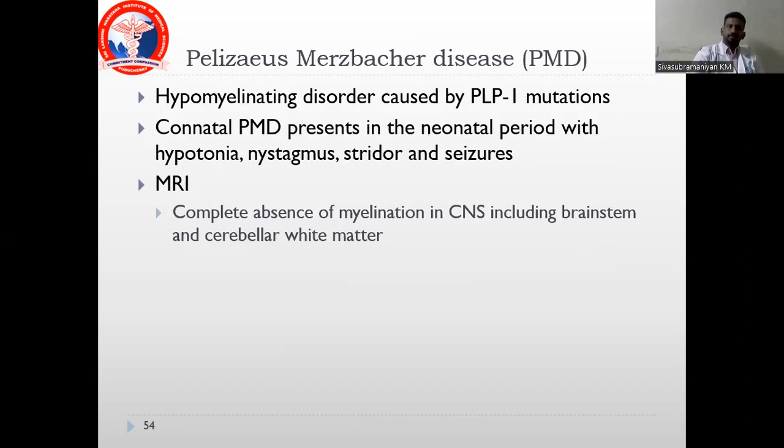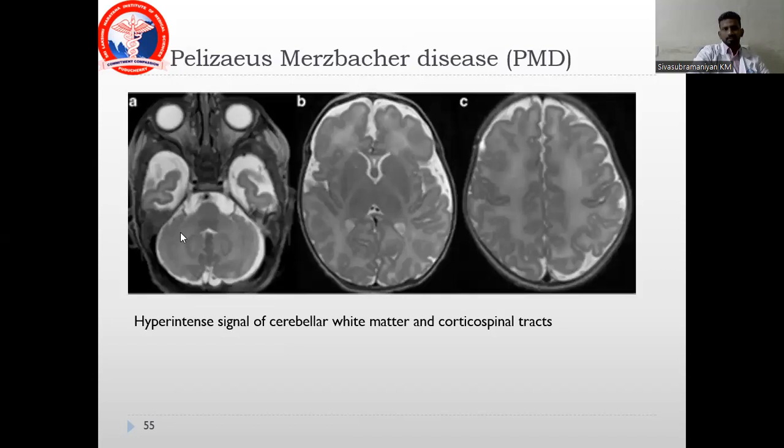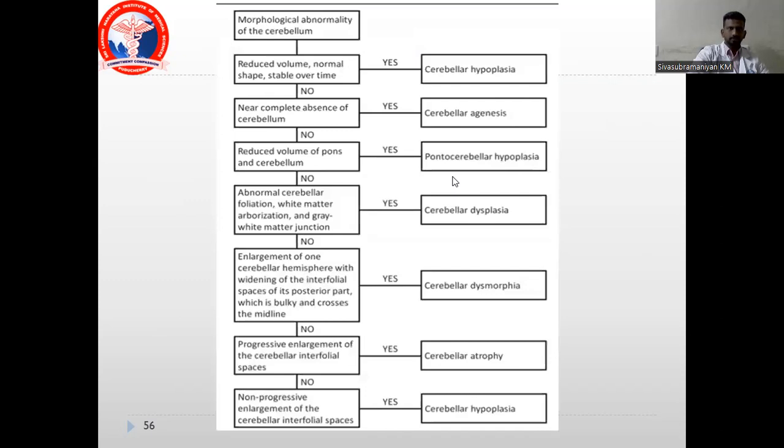Next is the Pelizaeus-Merzbacher's disease, which is a dysmyelinating or hypomyelinating disorder caused by genetic mutations. And you also have associated cerebellar white matter abnormalities in this. You can see the non-myelinating cerebellar white matter tracts as well as the corticospinal tracts.